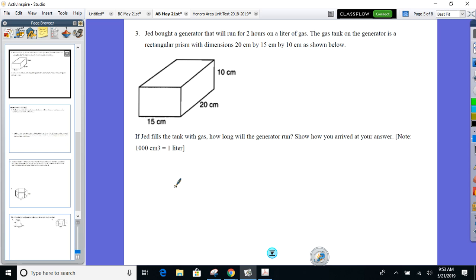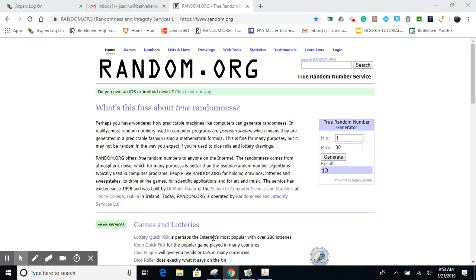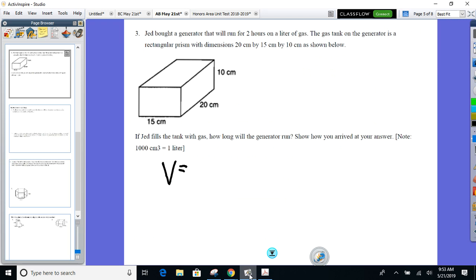What do I need to do first with this rectangular generator? Find the volume. And how do I know it's volume and not surface area or lateral area? 2 different ways. One, you're filling it with gas, correct? Inside. And what's the conversion? Cubic centimeters. So we know it's got to be volume. How are we going to find the volume here? What are we multiplying together? We can go BH.